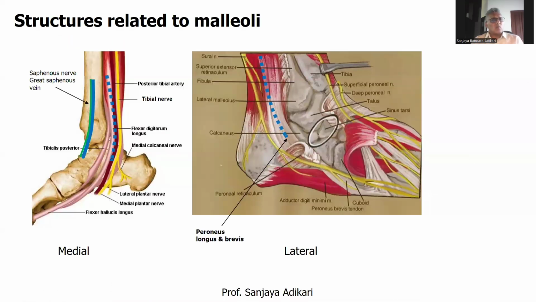Okay, if you again take a look at the structures related to malleoli, I have already mentioned the great saphenous vein and saphenous nerve several times, which is related in front of the medial malleolus. Then behind the medial malleolus, the dotted line I have shown here, you have an important tributary of the great saphenous vein, which is called posterior arch vein. We will talk about it later.